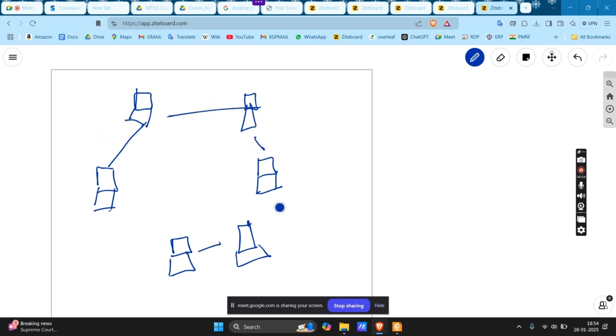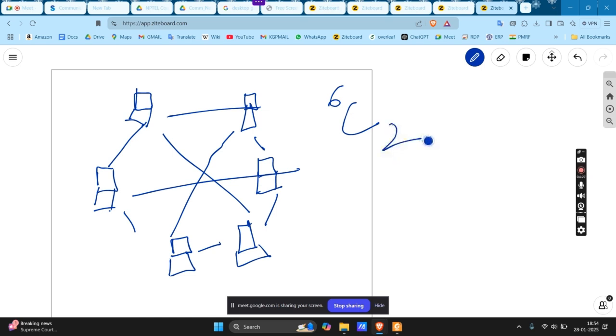So how many links will there be? See, each pair should have a link. What is this equivalent to? This is equivalent to choosing two computers at a time out of 6. So this is 6C2.